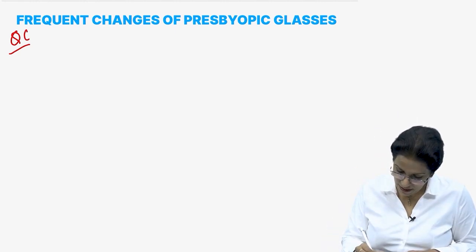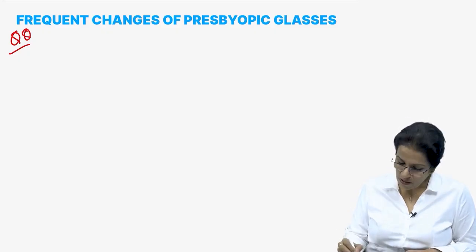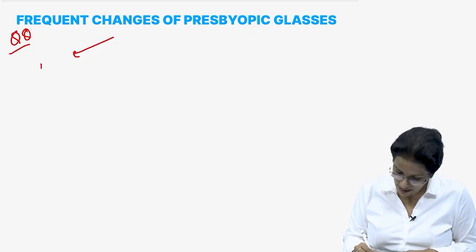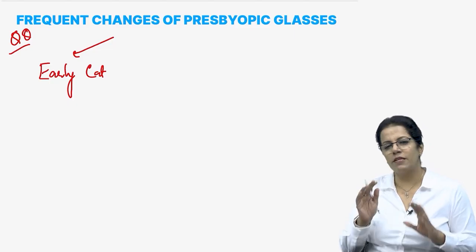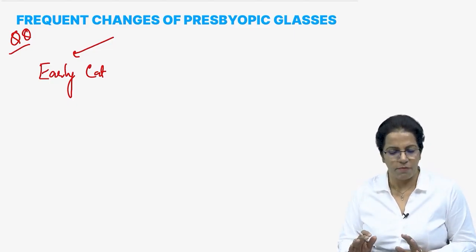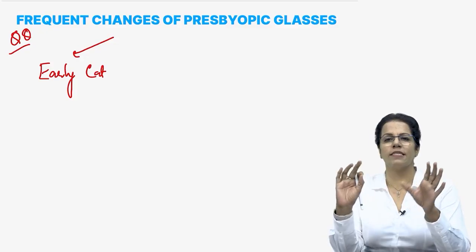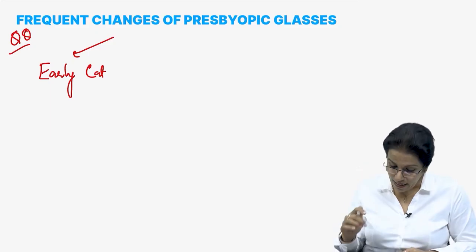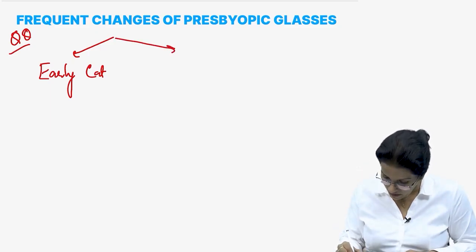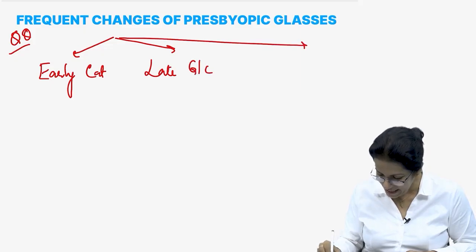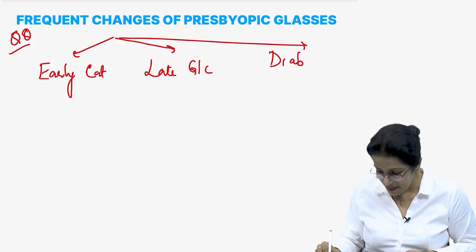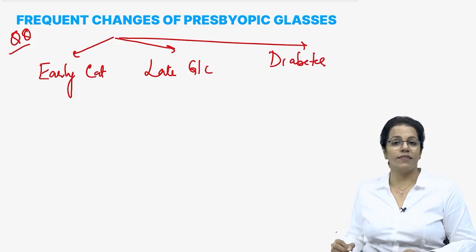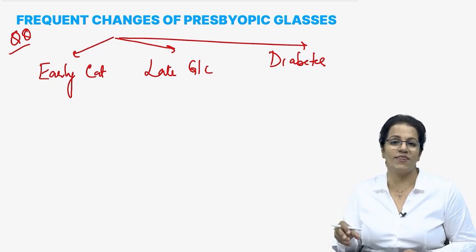Very important question, okay? Double Q. So what are the causes? Number 1, early cataract. Learn with me. So what is the most common silly mistake you all do? Ma'am, frequent change of presbyopic glasses? Yes, diabetic cataract. No. It is early cataract, late glaucoma, and this is the way I teach, this will be easier, and diabetes. It's not diabetic cataract which is the cause. It is diabetes itself which is the cause.